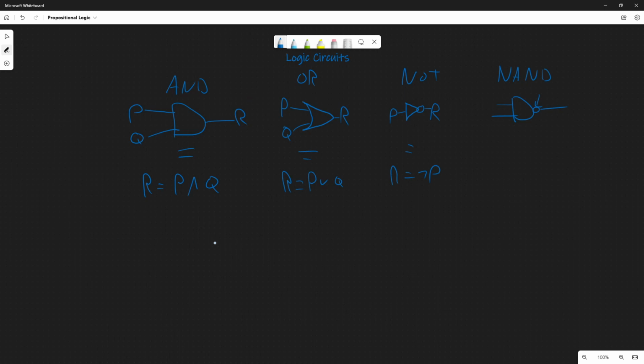And then one final point is that if you have 2 inputs for AND, you can also have 3 inputs for AND. So you could have P1, P2, and P3, which all lead into some R, like so.